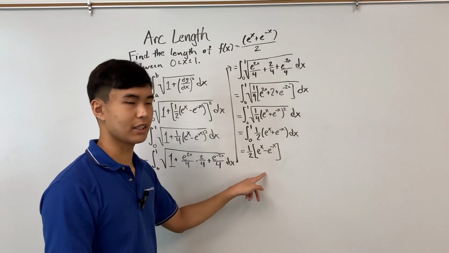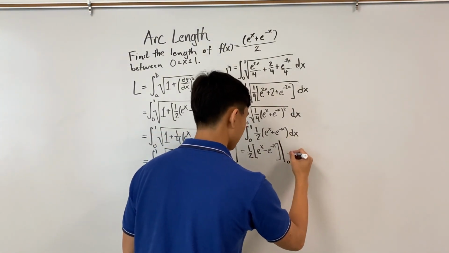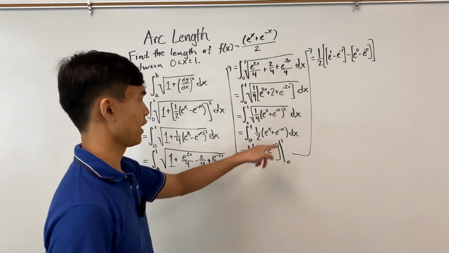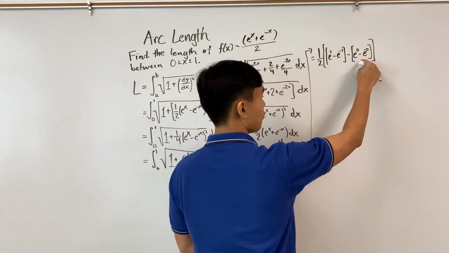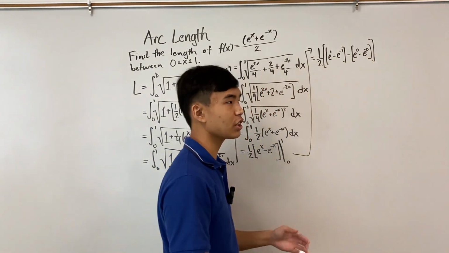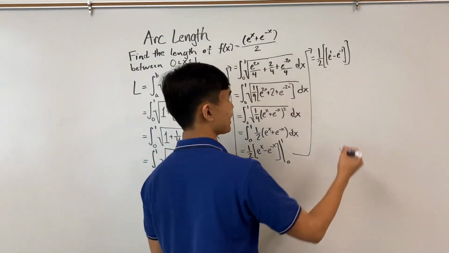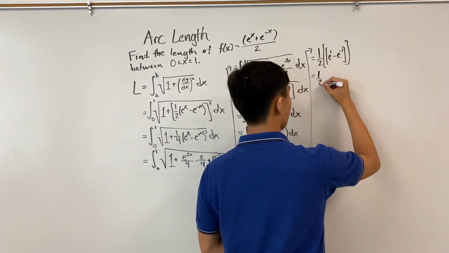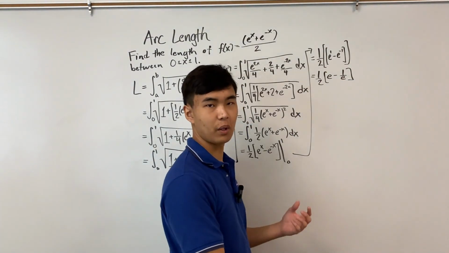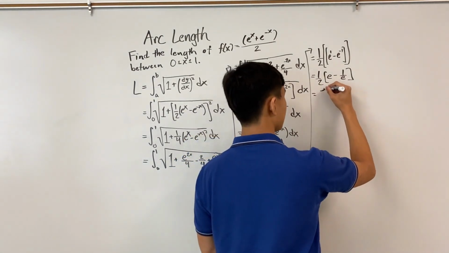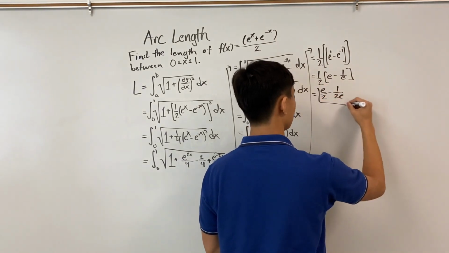Okay, so this is our result of integration, and we're going to evaluate from 0 to 1. And this expands like so. And you can see that e to the 0 is 1 minus e to the -0, also 1. So this is 0, so this goes away. And so now we're left with this, which is 1/2 times e minus 1 over e. And so our final answer is e over 2 minus 1 over 2e.